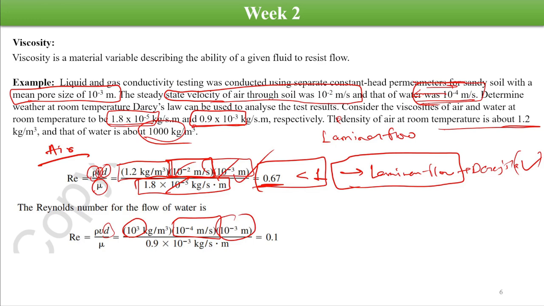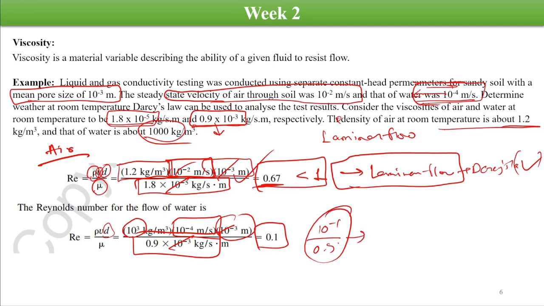Then we have the dynamic viscosity of the water, that's going to be 0.9 into 10 to the power minus 3. So now if we calculate the Reynolds number here, it is 10 to the power 3, 10 to the power minus 4, that's going to be 10 to the power minus 1 divided by 0.9. That's going to be 0.1, right? Anything which I've left? I don't think so.